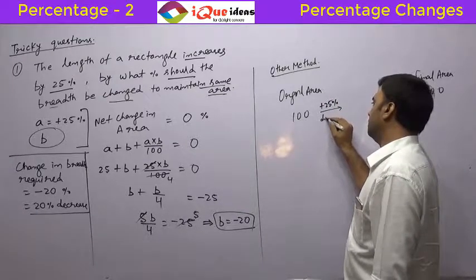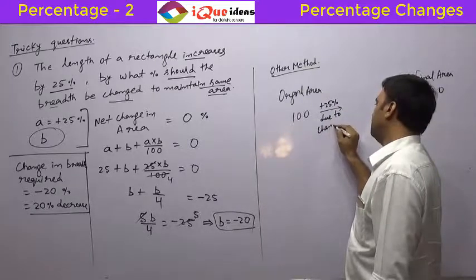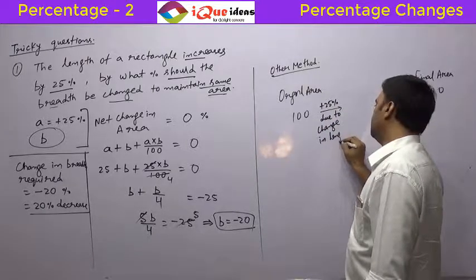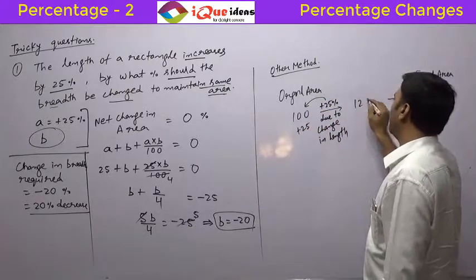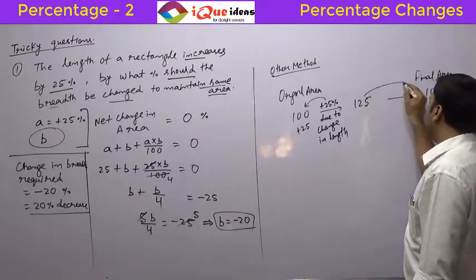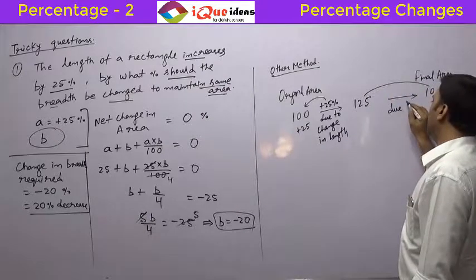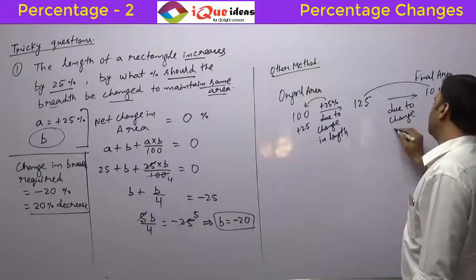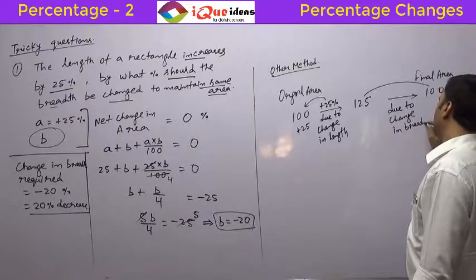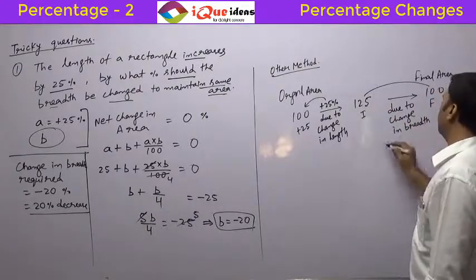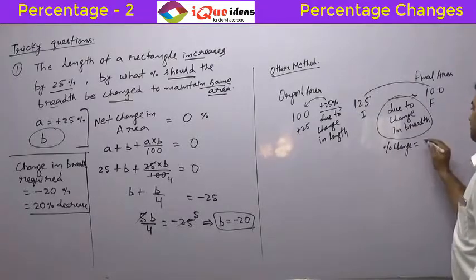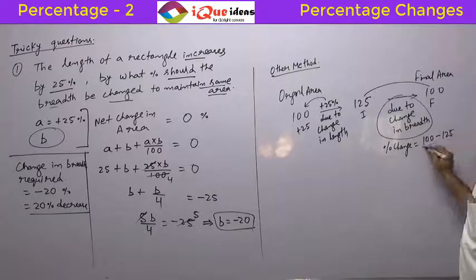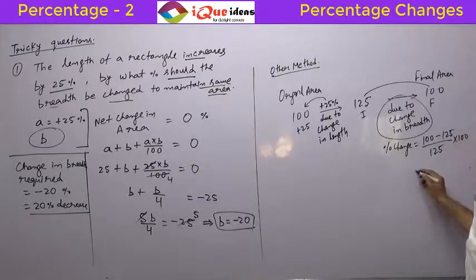Right? This is due to change in length. Now 25% of 100 will be 25. So if it gets added, it becomes 125. Now, whatever change happens from here to here, it is due to change in breadth. Right? So this is what we have to calculate. So this becomes our initial value, this final value. So the percentage change for this particular segment will be equal to final minus initial upon initial into 100. So this becomes 25 upon 125 into 100.